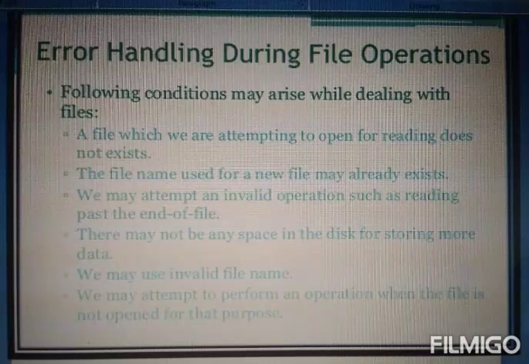Error handling during file operations. The following conditions may arise while dealing with files. First, a file which we are attempting to open for reading does not exist. Second, the file name used for a new file may already exist. Third, we may attempt an invalid operation such as reading past the end of file. Fourth, there may not be any space in the disk for storing more data. Fifth, we may use an invalid file name, and the sixth and the last, we may attempt to perform an operation when the file is not opened for that purpose.